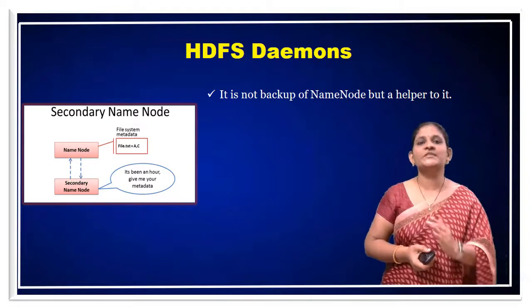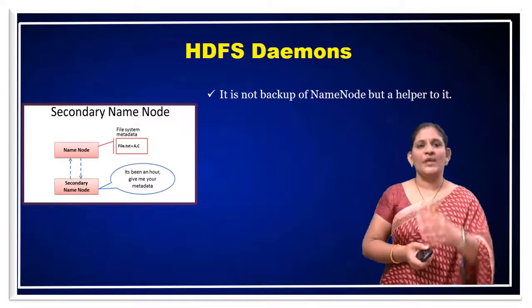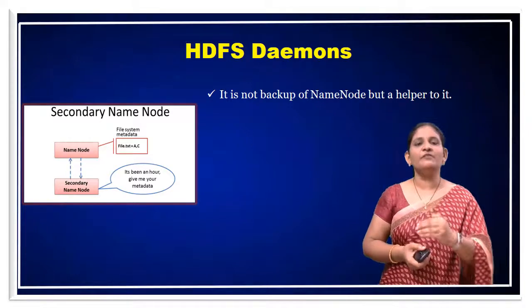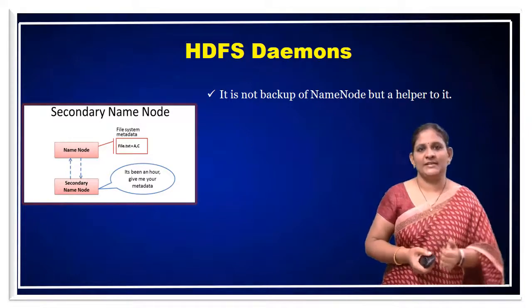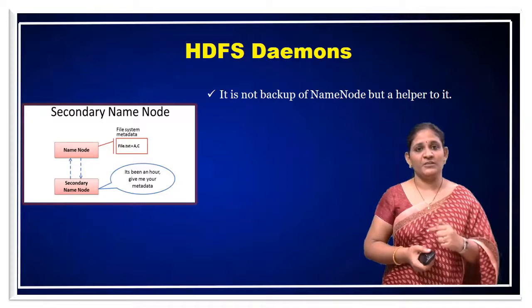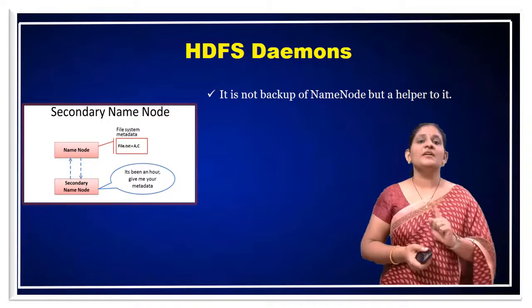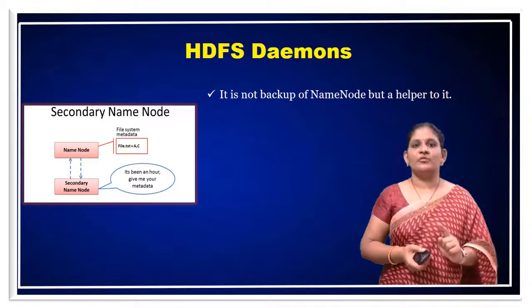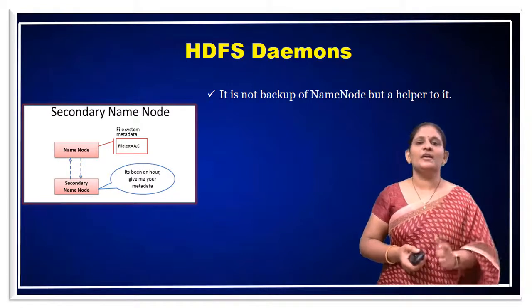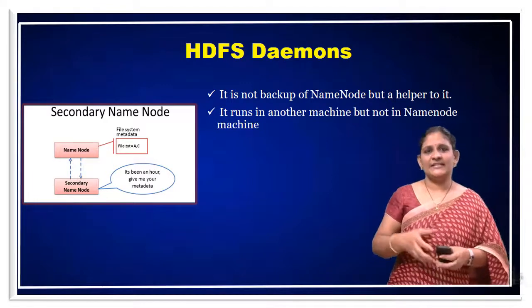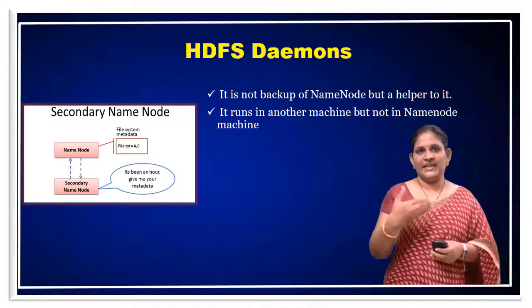It just helps the name node in order to do one task. The secondary name node will help the name node to fulfill one task. We'll see what that task is. Make sure you put it in your mind that secondary name node is not the backup of the name node. It's just a helper node to the name node.